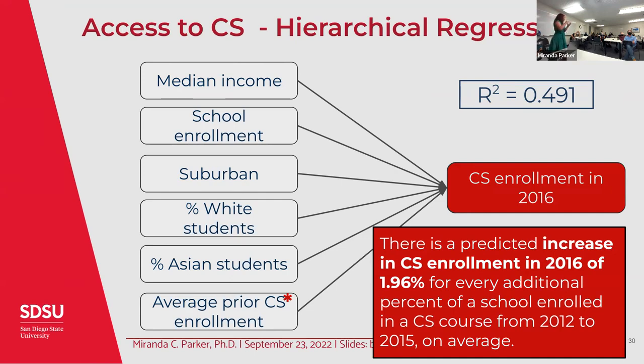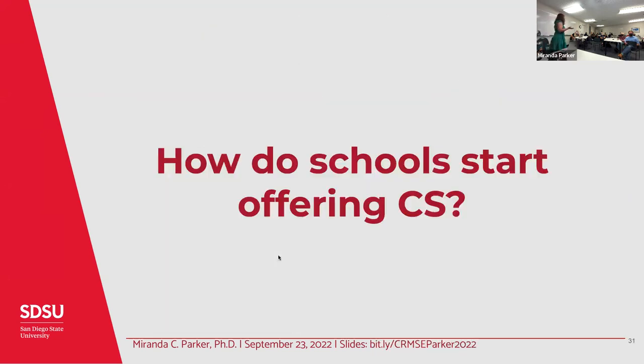There is a predicted increase of almost 2% of computer science for every additional percent increase from the average prior year. So, just to put it in simple terms, not only if you have computer science will you continue to have computer science, you will continue to have it and grow it year over year, which then begs the question of, okay, well, how do you start offering computer science?